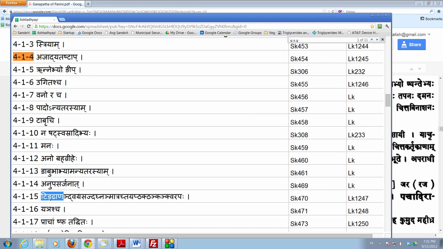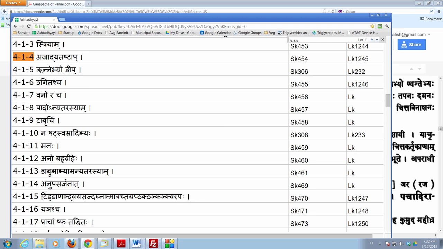This is a very long musical sutram. Tidhanai dvaya sajdagnai matrachta yap thak thai kai kvarapaha. That is the sutram of the Ashtadhyayi. It sounds like some strange set of sounds combined over here, but this is a sutram. Tidhanai dvaya sajdagnai matrachta yap thak thai kai kvarapaha. Okay, but right now we don't have to go into that.